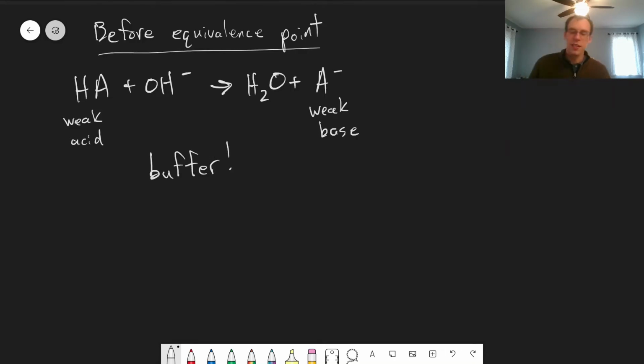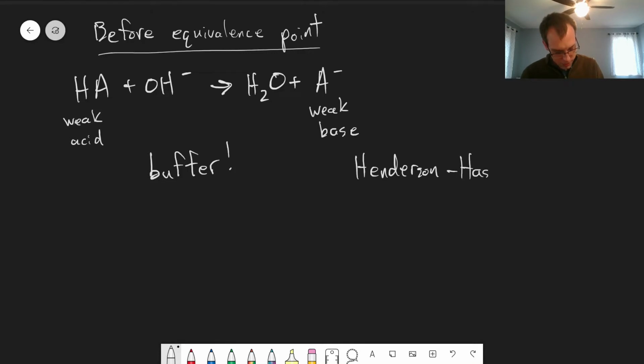So as we do this titration, we're forming a buffer because we're making a solution that contains the weak acid and its conjugate weak base. So we can treat this like a buffer problem. So ultimately, to find the pH, what's going to be most useful here is to use the Henderson-Hasselbalch equation.